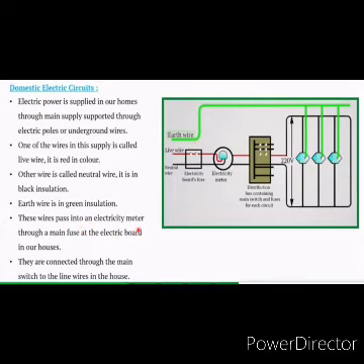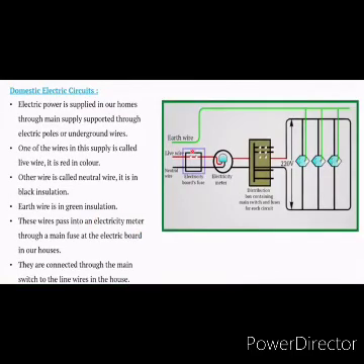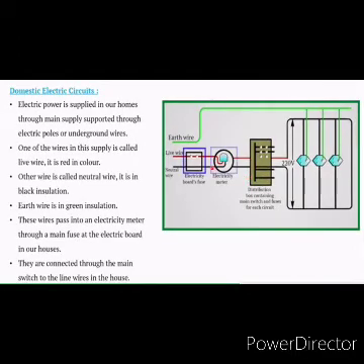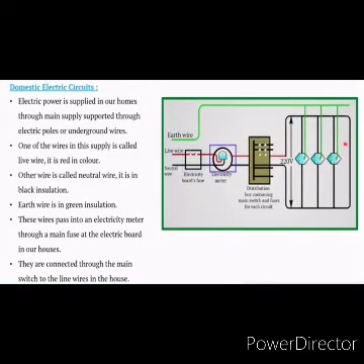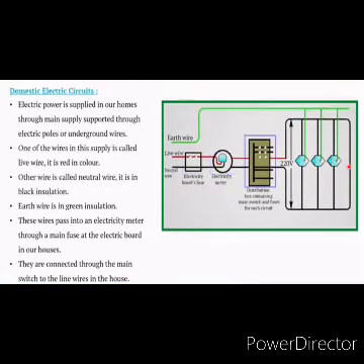These wires pass into an electricity meter through a main fuse. See, this is the electricity board box, that is the fuse box. They are connected through the main switch to the line wires in the house. Usually the electric meter will have a fuse attached to it, and we have a distribution box containing the main switch and the fuse together. After this distribution box, all these electric appliances are connected, and remember, all these electric appliances are connected in parallel.